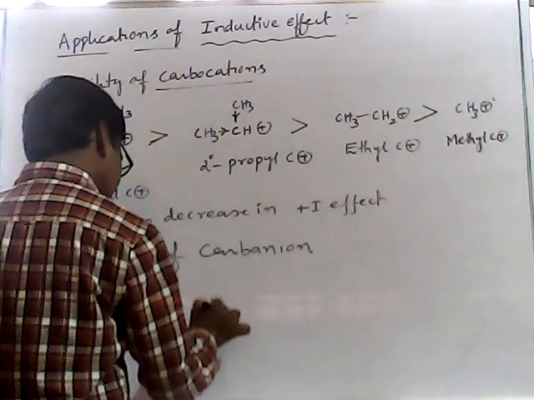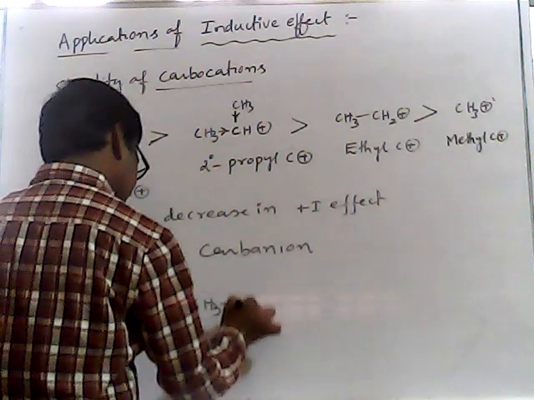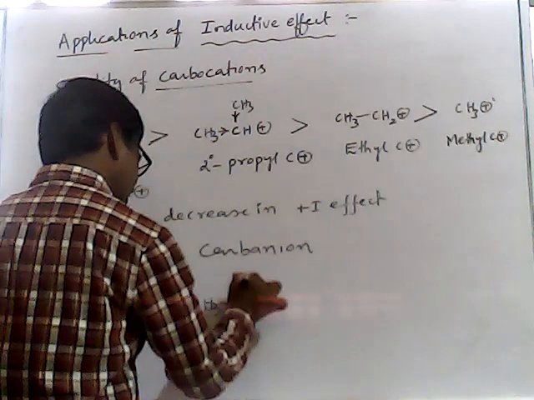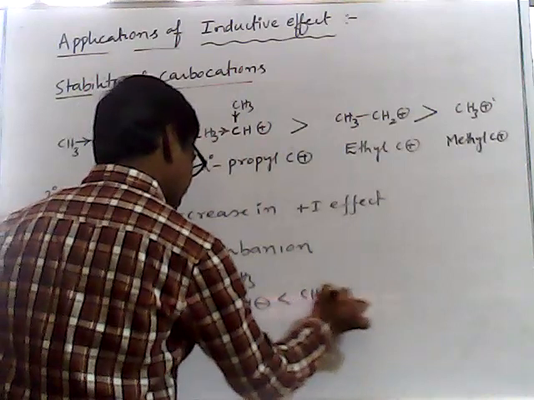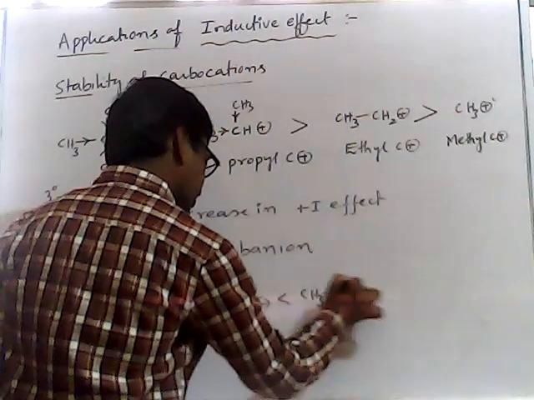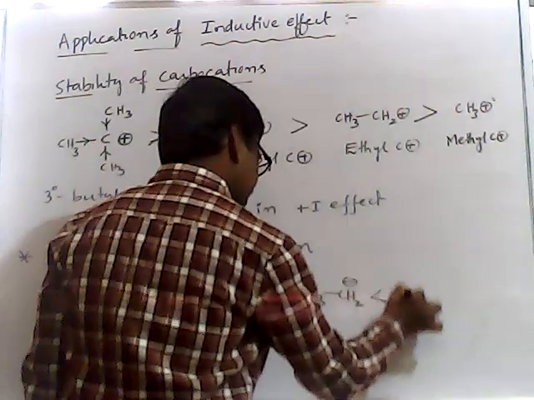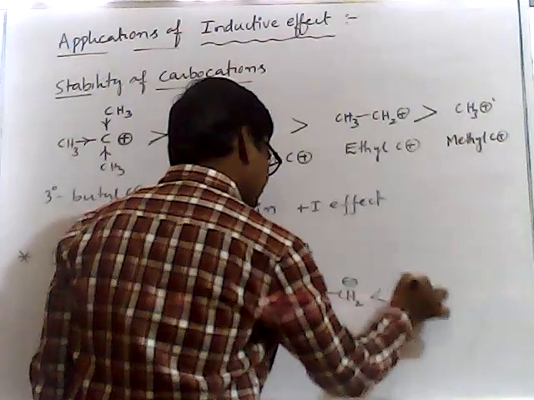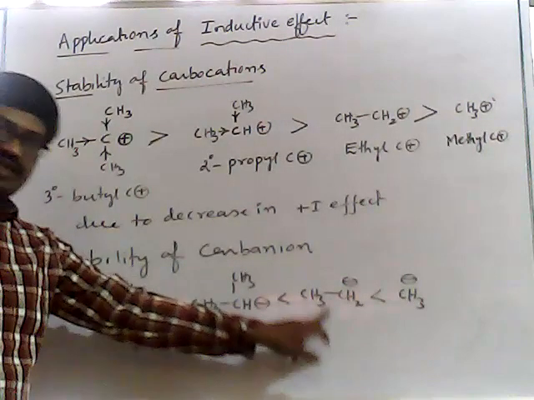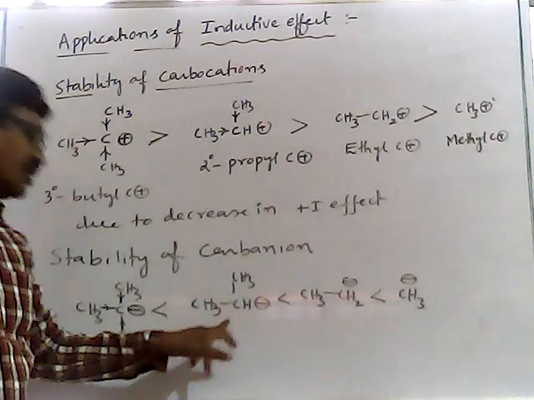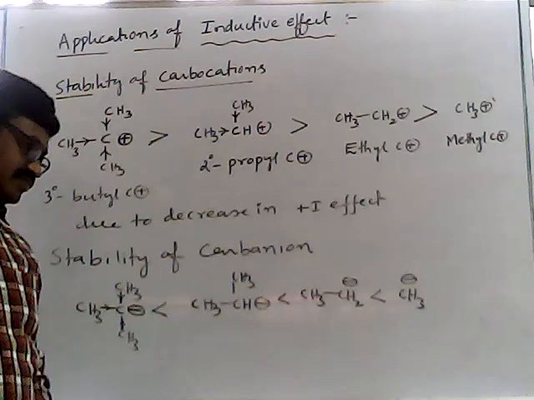Then this one CH3, CH, CH3 with negative charge. Then CH3, CH2 negative charge. Then CH3 negative. Methyl carbanion is more stable than ethyl carbanion. Ethyl carbanion is more stable than isopropyl carbanion.